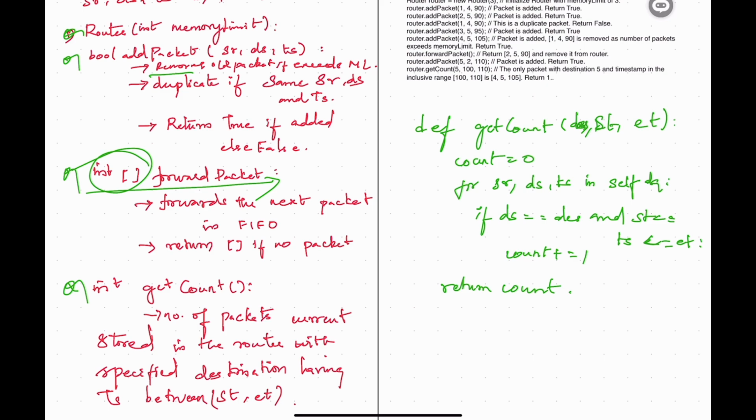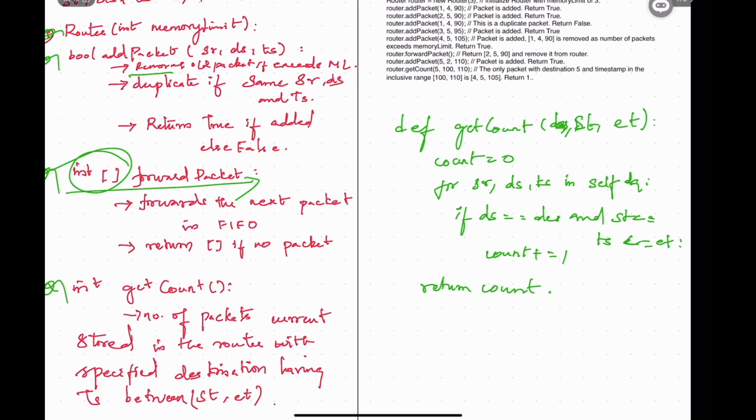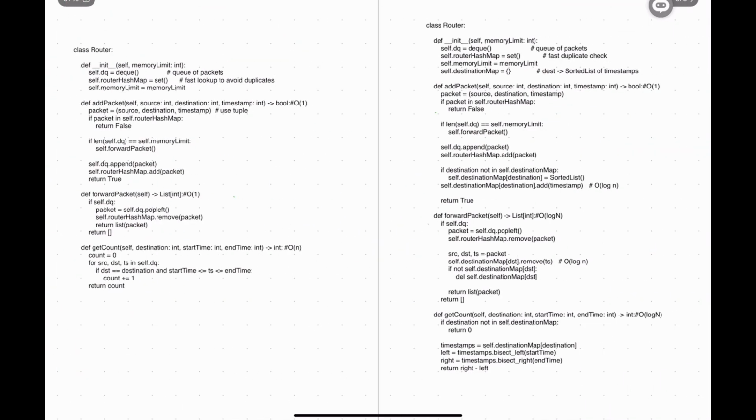So now let's look into the time complexity and the space complexity. So here, as we have discussed, initialization will have DQ and fast lookup. We are using a set to use a fast lookup and to avoid duplicates. And this is the memory limit we are assigning so that we can check whether the memory limit of the DQ is full or not. Got it? So add packet. This is the packet, right, which will have source, destination, timestamp. So if the packet is already present in the map, then it's a duplicate. So you have to return false.